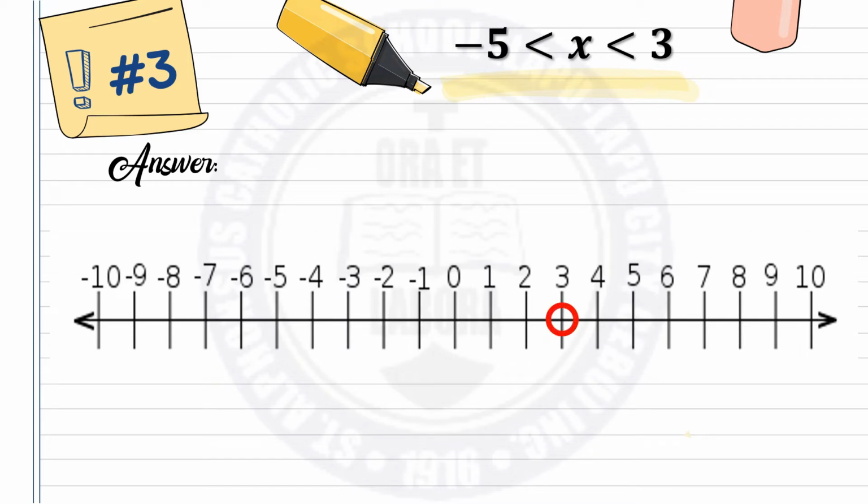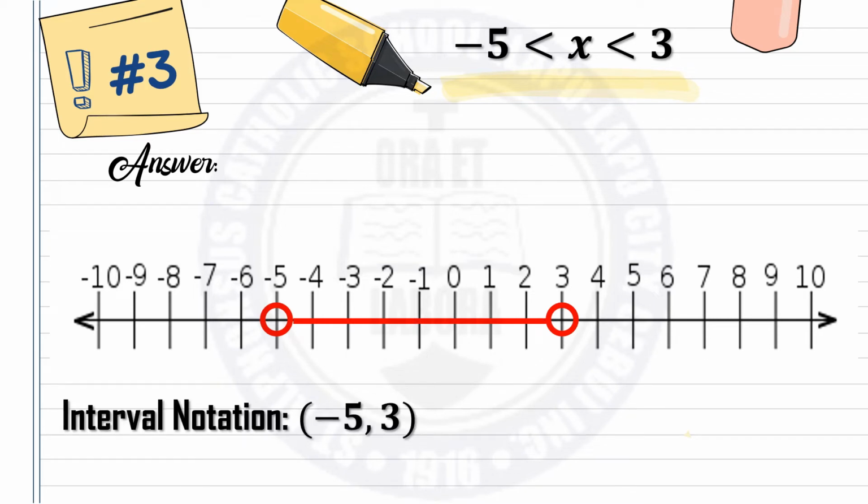Go first to your number line. Let's start by putting a hollow dot on 3, since you have a less than symbol there. Next, also a hollow dot on negative 5. The first statement says x is greater than negative 5 but less than 3. That means our solution set is between negative 5 and 3, excluding negative 5 and 3.